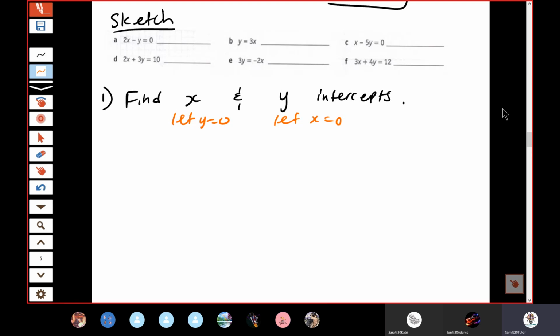Where's the screen? This? 2x minus 1 equals 0. Is that 2? Yep. Not meant to be running. No, I did it on this before. Oops.